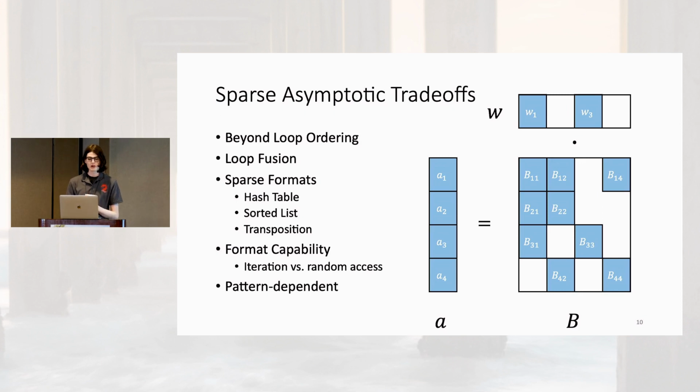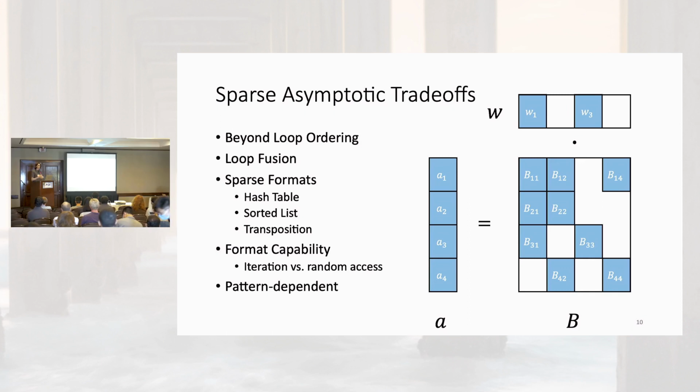And I'll also remark that these different data structures have different capabilities. It's easier to randomly access into a hash table, and it's better to iterate over a sorted list. And finally, I'll say that the behavior of a sparse program depends on the input pattern. So, we see that in our last row of B here, none of the elements were shared, but that's specific to this particular pattern. It didn't have to be the case.